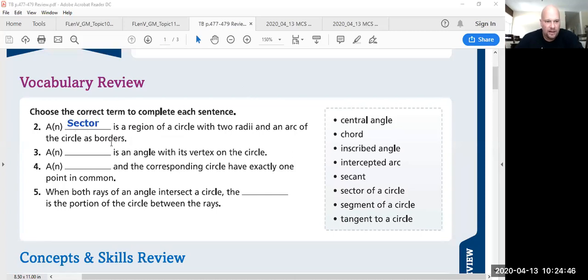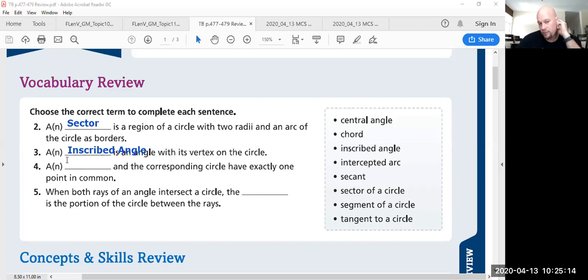Then we have number 3. A blank is an angle with a vertex on the circle. So if the vertex is on the circle, that's what we call an inscribed angle. That's gonna be a little too big for that, but inscribed angle, there it is.